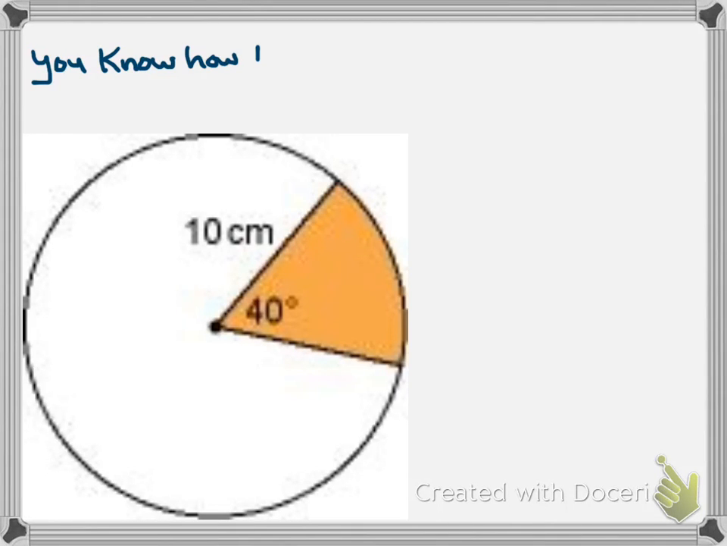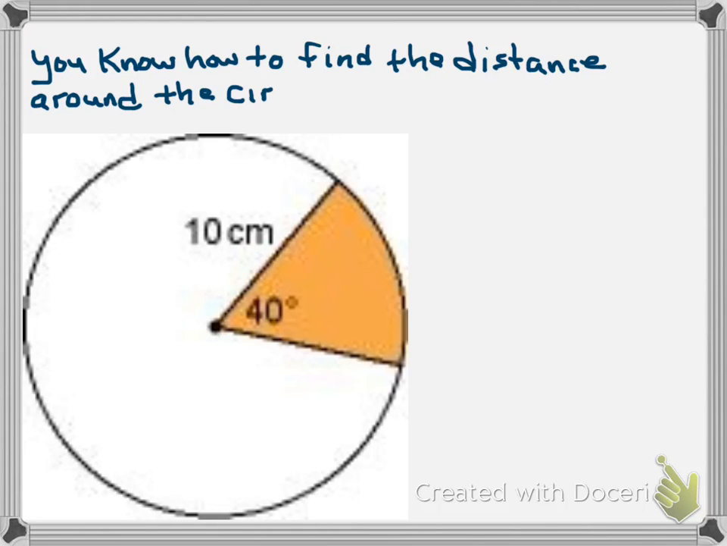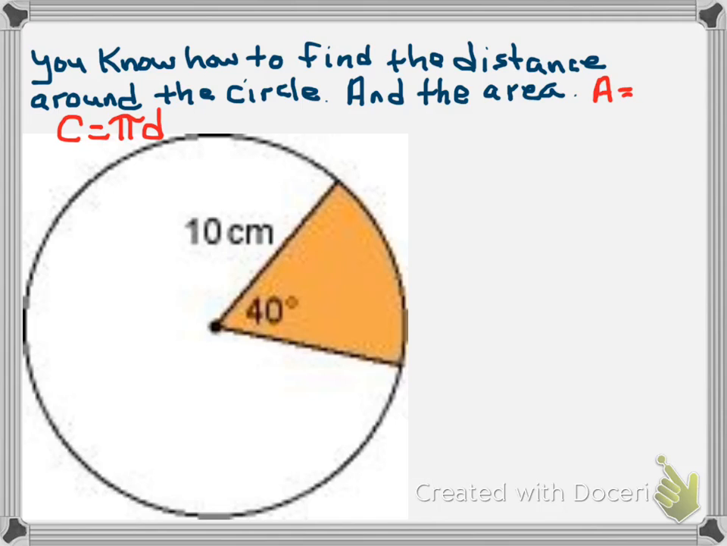By now, you know how to find the length or the distance around a circle. We use the formula C equals pi d, where C represents the circumference and d is the diameter of a circle. You also know how to find the area of a circle by using the formula area equals pi r squared, where r is the radius of the circle.